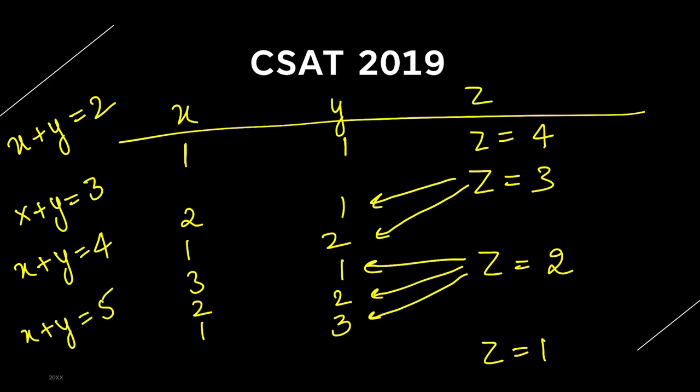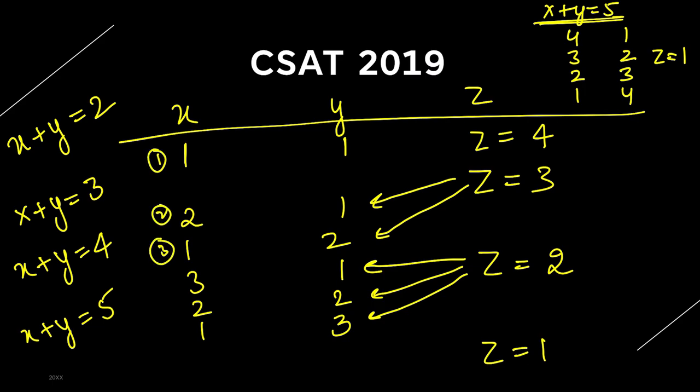When x plus y is 5, I will just write it here. Then 5 and 0 is not possible, so the only possible ones are 4, 1; 3, 2; 2, 3 and 1, 4. These 4 cases are possible with z equal to 1, right? Now, is z equal to 0 possible? No, because 0 is not a natural number. So, how many cases do I have?